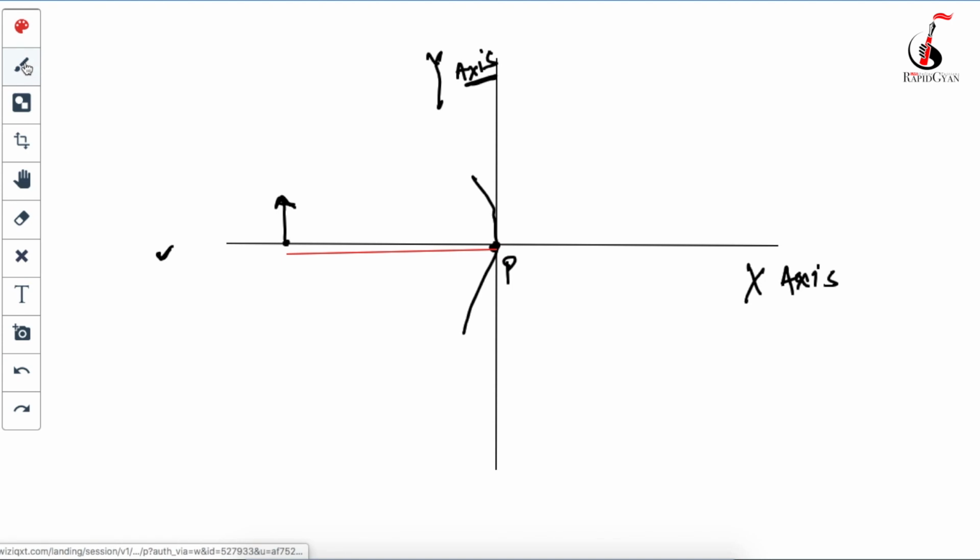Think, guys, whether this distance will be positive or negative. This distance will always be negative, beta. Why? Because this is your origin, and from the origin, if I am going on the left hand side, this will always be negative.